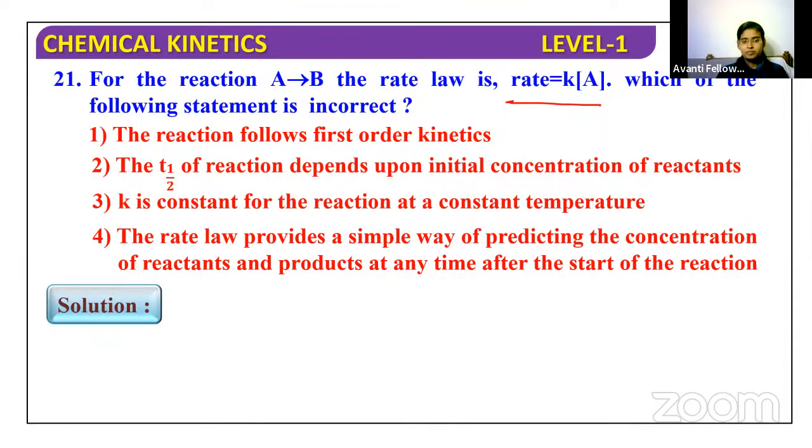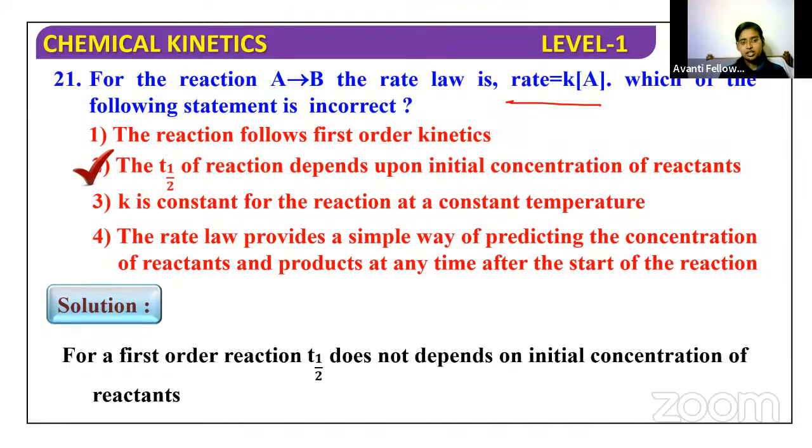See, for a first order reaction, I told you the half-life is independent of the concentration, right? So what is the T half for a first order reaction? It is 0.693 divided by K. So here, no concentration term is involved. So T half is independent. But the given statement says that T half depends upon the initial concentration, which is the incorrect statement for a first order reaction. Able to understand? Don't go for the option which looks lengthy. Okay, it won't work out in all the cases.